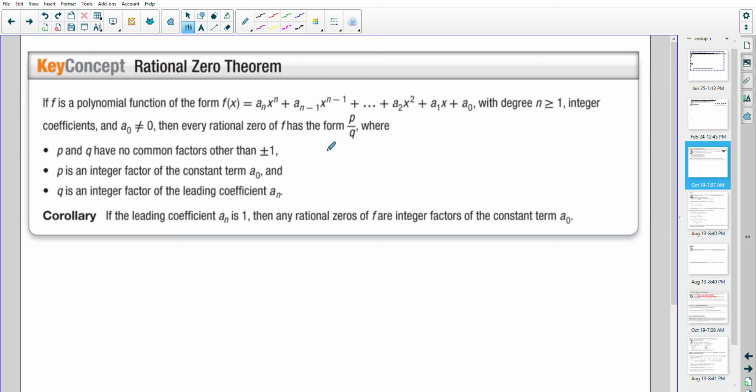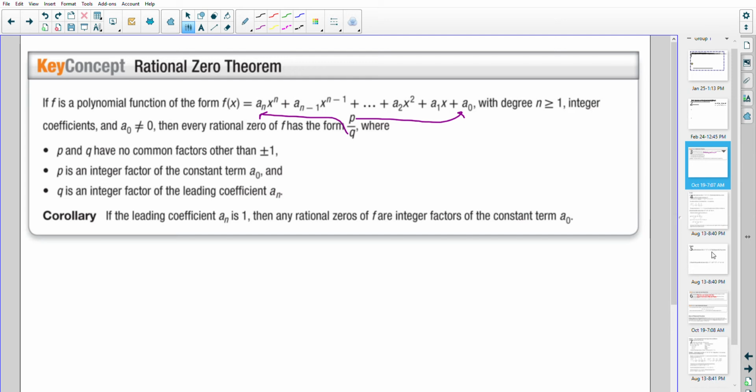The rational numbers are p over q, and what that means is that your p are going to be the factors of your a sub 0, and your q are going to be the factors of your a sub n. Those are going to be all the possible ratios that could produce a 0 as a remainder.